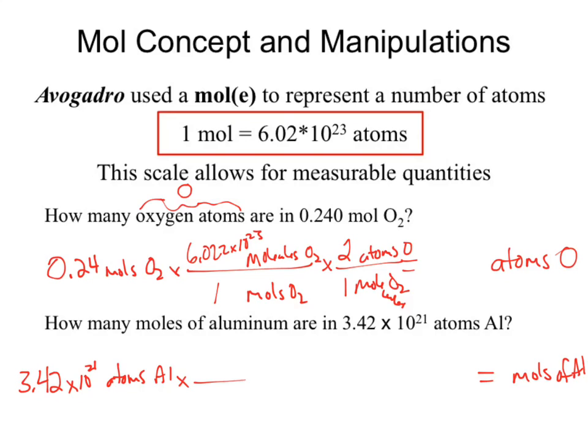Go through and deal with your conversion factor. What unit do we need to get rid of? What unit do we want? Moles of aluminum. Do we have a conversion factor that relates atoms to moles? Yes. What is that conversion factor? Avogadro's number, yes. And it is 6.022 times 10 to the 23rd atoms per 1 mole. What do we have to do? We have to divide.